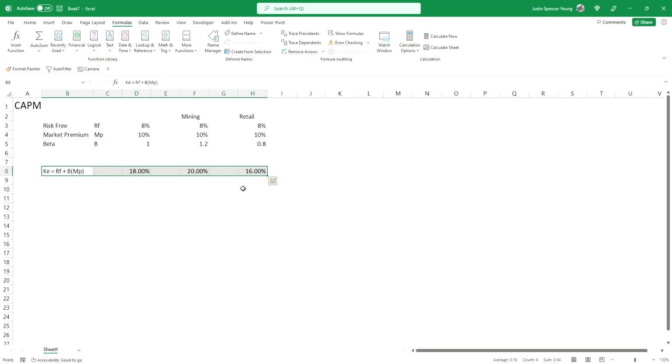It's important that you have this data because we're going to do some exercises and examples where we need to calculate these specific cost of equity components. All right, that's it on CAPM for now, and we will see you on the next one.